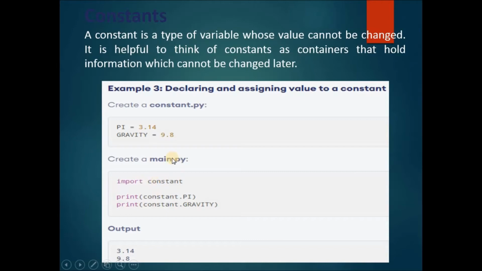That means constant.py is one Python script created, and you can import that script in another module also. main.py is another script. In main.py you are importing constant.py, that is why you write import constant. So from constant.py you are using these two variables here in main.py. Print constant.pi means it will display the value of pi in constant, 3.14. Again print constant.gravity. From constant you are using the variable gravity, that is why you write constant.gravity. It will display the value 9.8.